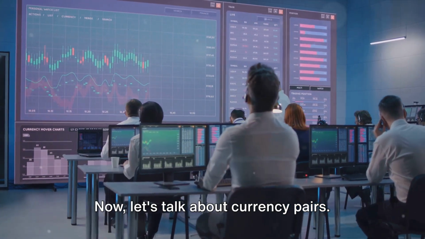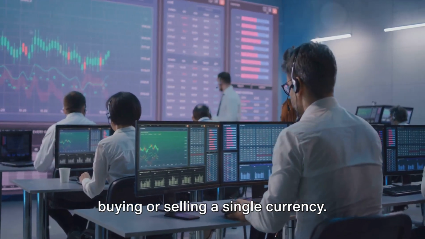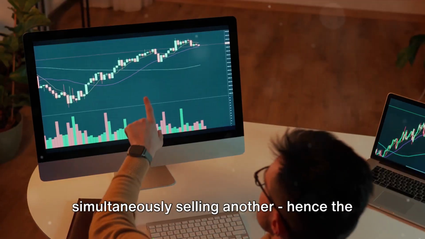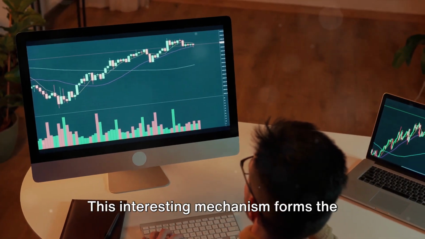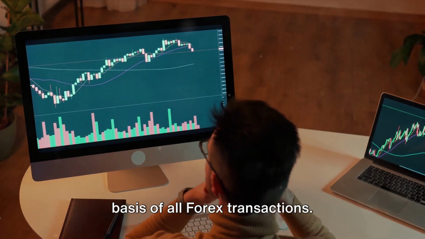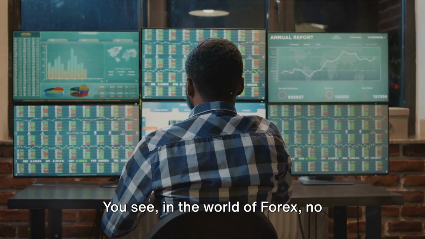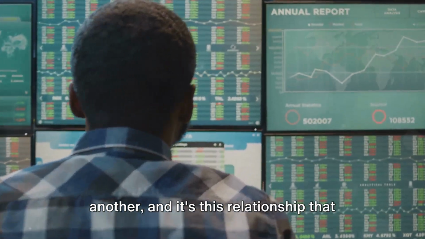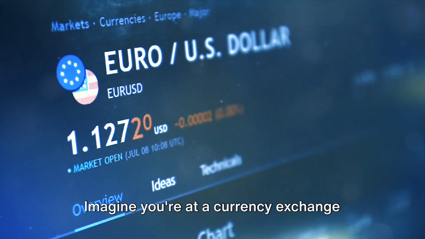Now let's talk about currency pairs. In the Forex market, you're not simply buying or selling a single currency. Instead, you're buying one currency while simultaneously selling another, hence the term currency pair. This interesting mechanism forms the basis of all Forex transactions. You see, in the world of Forex, no currency is an island. Each one is intrinsically linked to another, and it's this relationship that forms the heartbeat of Forex trading.